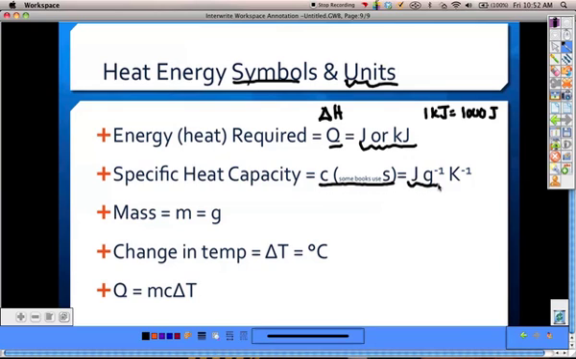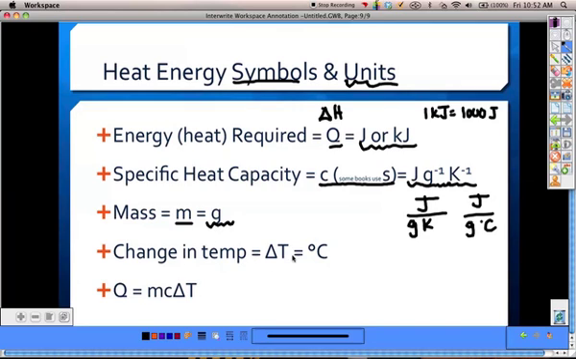The specific heat capacity, the symbol for that is C, or in some books they use S, and the unit for it is joules, grams to the -1, Kelvin to the -1, or sometimes degrees Celsius to the -1. What that means is that my joules is on my numerator, and on my denominator I have grams and kelvins. Or again, it could be joules over grams degrees Celsius. Mass, we use a symbol of M, and the unit is grams.